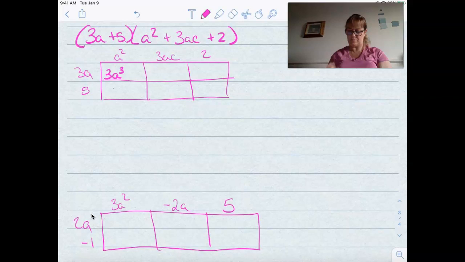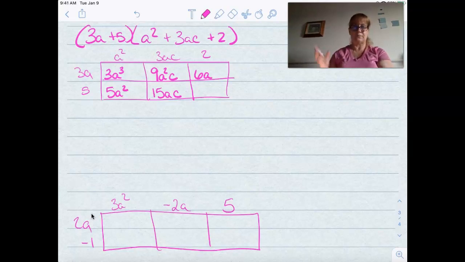3a cubed, 5a squared. 3a times 3ac, 3 times 3 is 9, a times a is a squared, c. 5 times 3 is 15, a, c. 3 times 2 is 6, and then a comes over. And then 5 times 2 is 10.